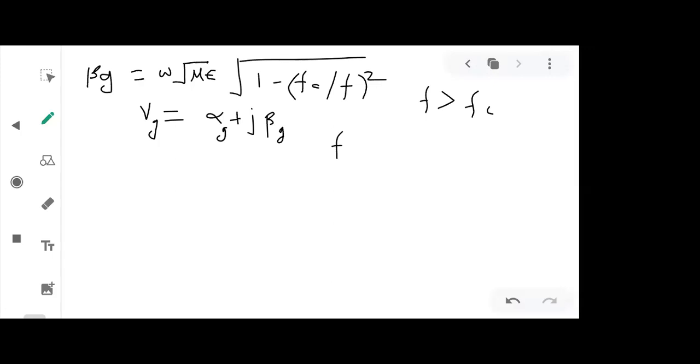If the operating frequency becomes smaller than the cutoff frequency, then what is going to happen? Here you can see that fc by f, that ratio, will become larger than 1. Then the root will give what? Some imaginary terms. Now that beta g, which is already an imaginary quantity, will become imaginary for a second time. So imaginary into imaginary, this beta will become what? Real in nature.